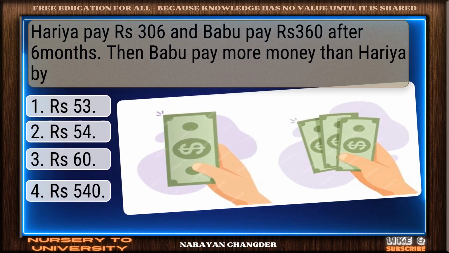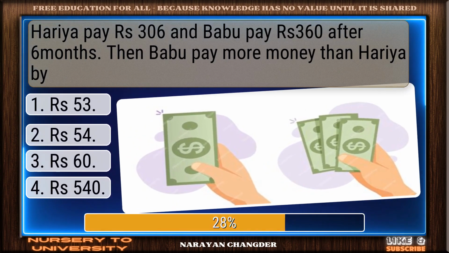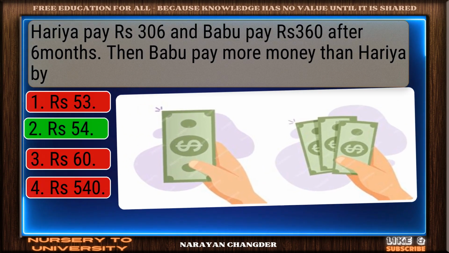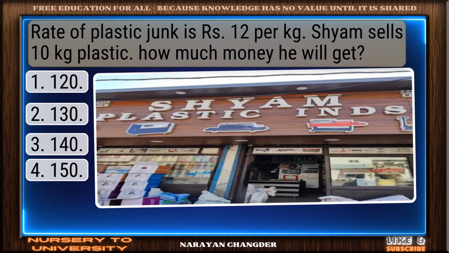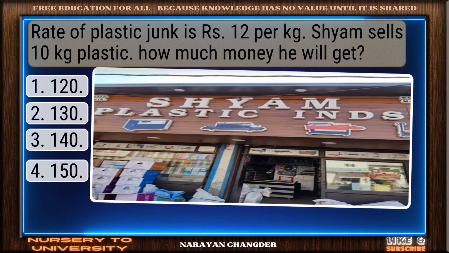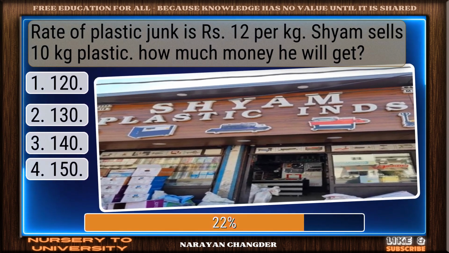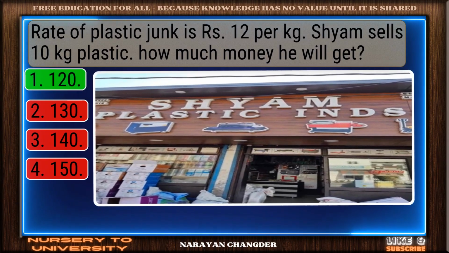Hariya pays 306 and Babu pays 360 after 6 months. Then Babu pays more money than Hariya by? Smart pick. Rs 54 is the correct choice. Rate of plastic junk is Rs 12 per kg. Shyam sells 10 kg plastic. How much money he will get? Nicely done. 120 is a solid answer.